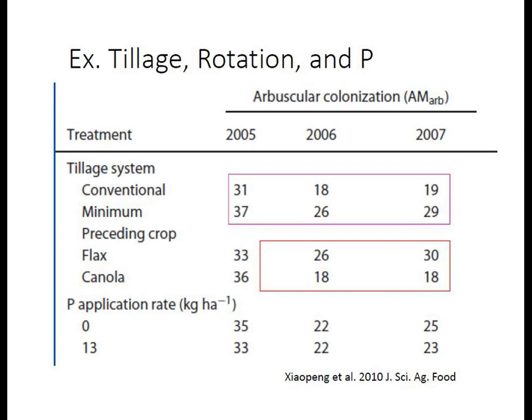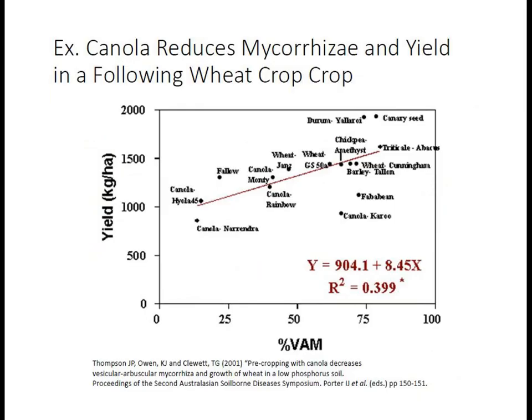Okay, next slide then, example of canola reduces mycorrhizae and yield. Now this is work that was done in Australia, and what we have is yield on the y-axis, and on the x-axis we have percent arbuscular mycorrhizal fungi. You can see this relationship of that curve, or that line. It goes up in terms of yield with more colonization of arbuscular mycorrhizal fungi. And each of those points are data points in fields, and the previous crop to wheat is shown there.